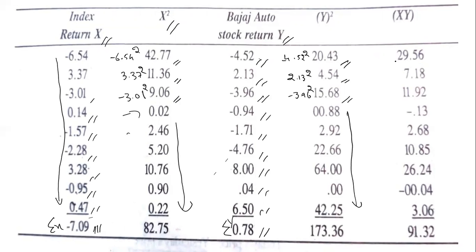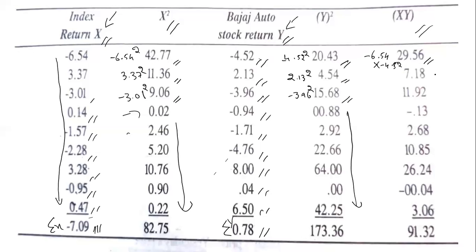After calculating x square and y square, now we have to do x into y. This is the x column and this is the y column. Here we have to multiply the x column into the y column. So the value is minus 6.54 into minus 4.52, and we'll get 29.56.